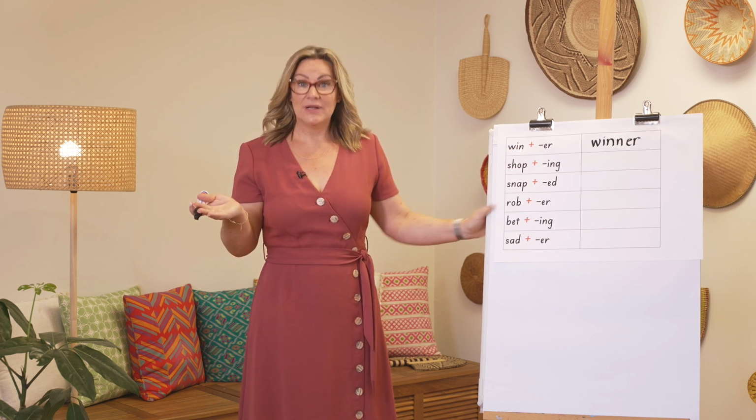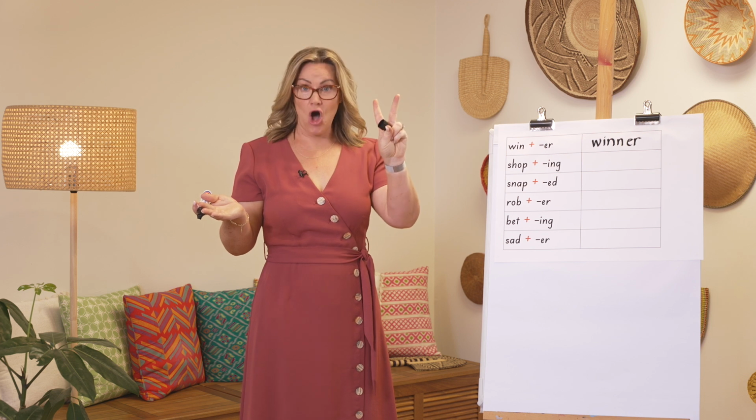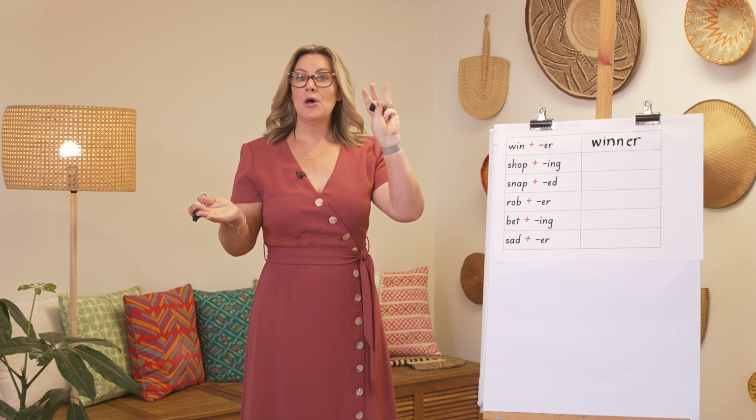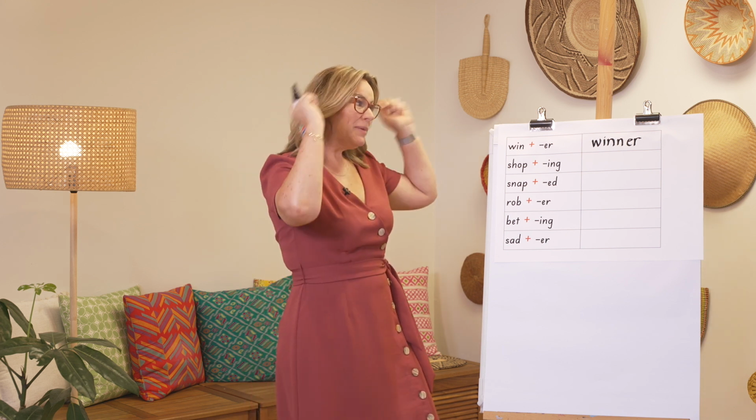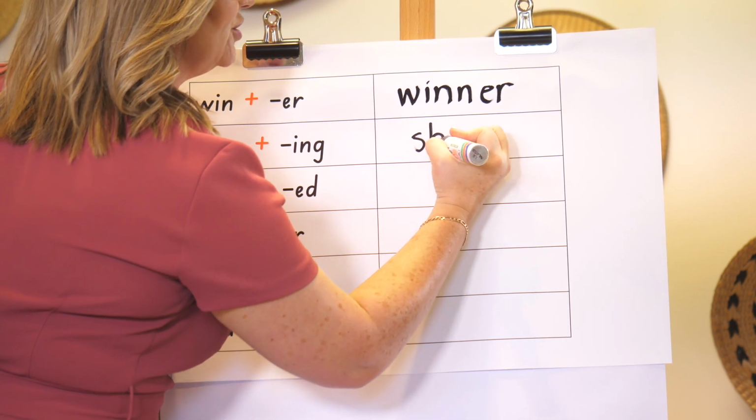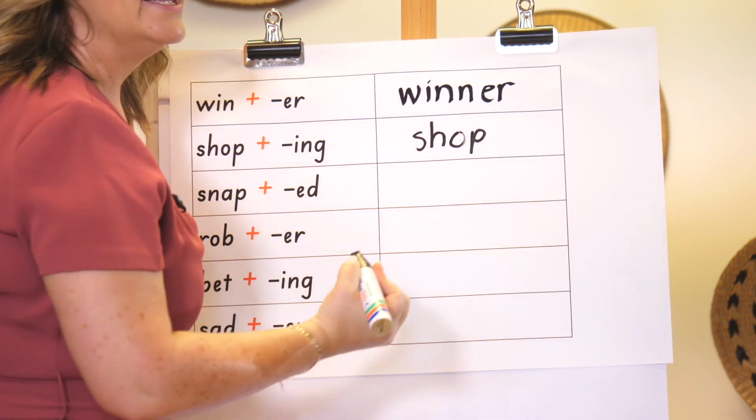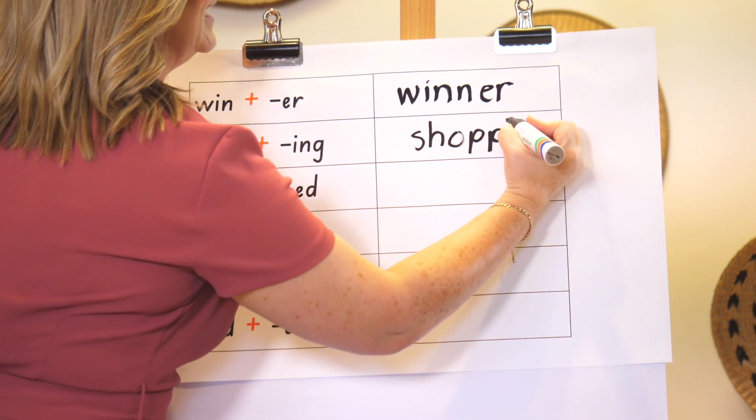Here we go. Shop. One syllable word? Sure is. Short vowel? O. Single consonant? P. What do we need to do? Double it. Let's go. Add your suffix.